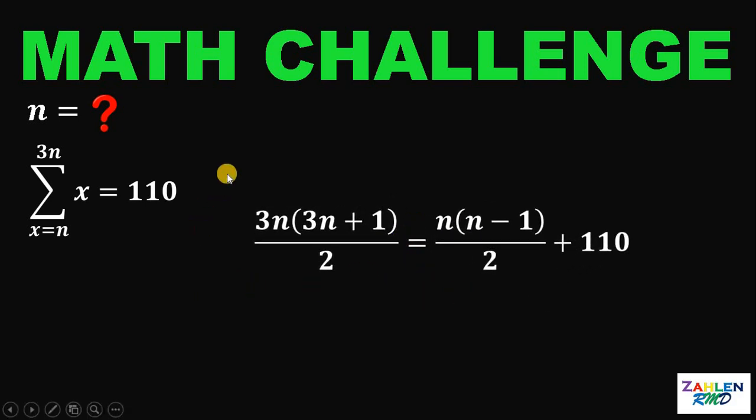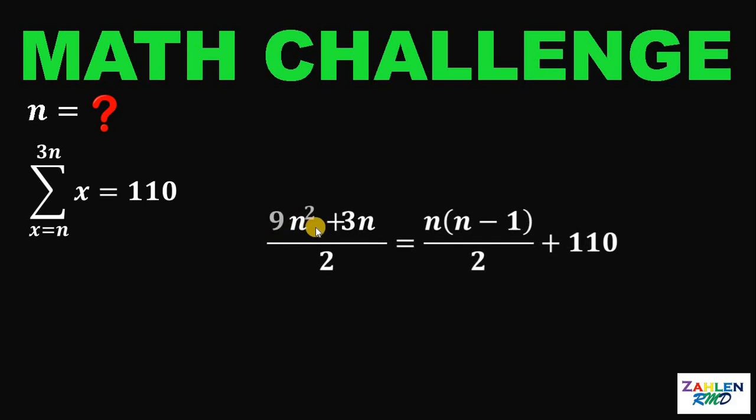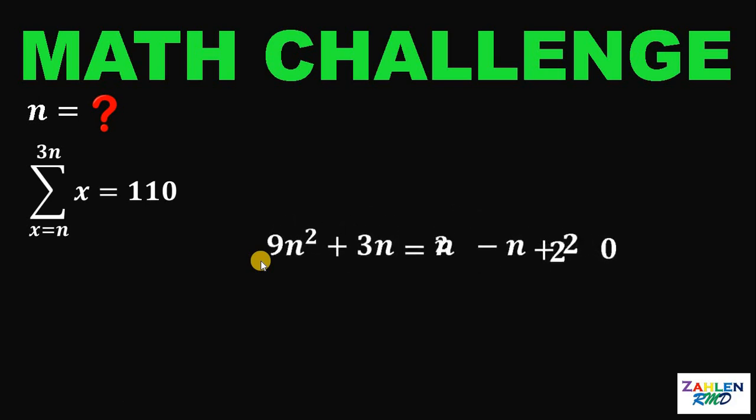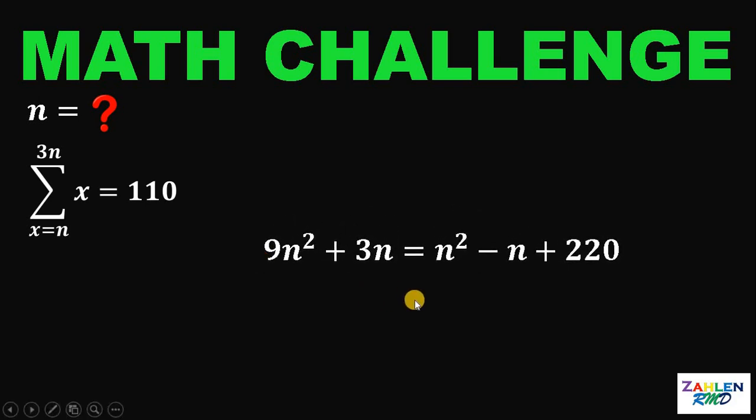First thing to do is to simplify first the terms on the left hand side. 3n multiplied by 3n plus 1 will give us 9n squared plus 3n. Now distribute this n, this will give us n squared minus n. Now to cancel out this denominator, let's multiply all terms by 2. Now let's combine like terms.